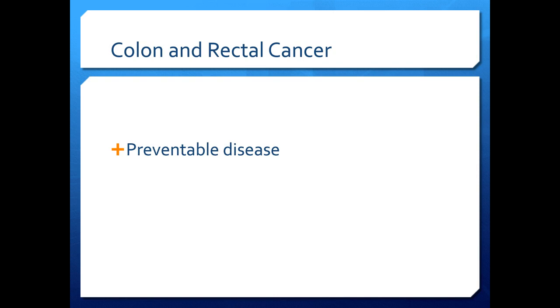The difference between colorectal cancer and some of the other cancers, obviously, is number one, it's preventable. Most colorectal cancers start from an abnormal growth called a polyp. A polyp is an abnormal growth. We don't know why people get them, but if I can take your polyp out before it turns into a cancer, I have cured you.